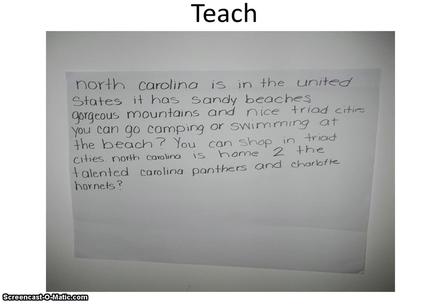So, we're going to take a look at a piece of writing, and see if it would pass our editing checklist or if there are some things that we need to fix. Well, let's take a look at it. Right now it says, North Carolina is in the United States. It has sandy beaches, gorgeous mountains, and nice triad cities. You can go camping or swimming at the beach. You can shop in triad cities. North Carolina is home to the talented Carolina Panthers and Charlotte Hornets.